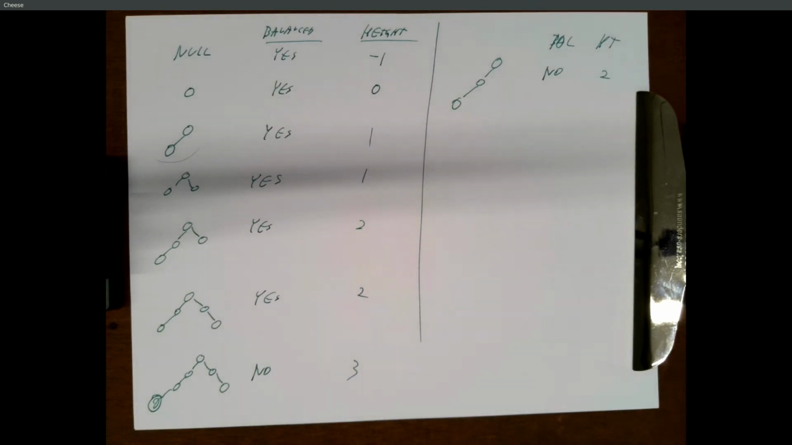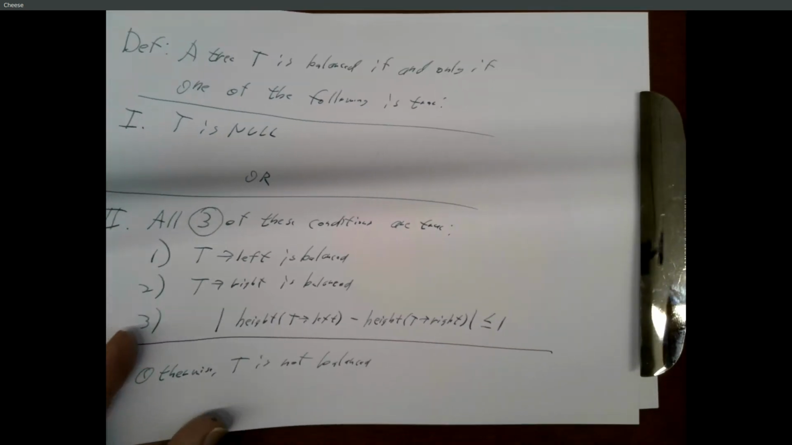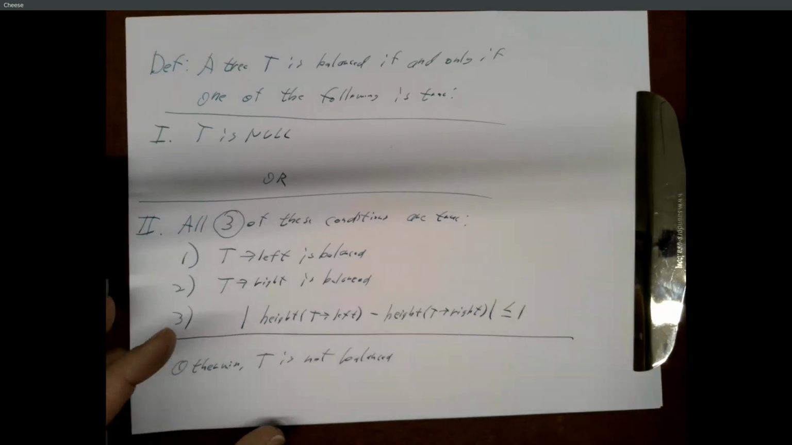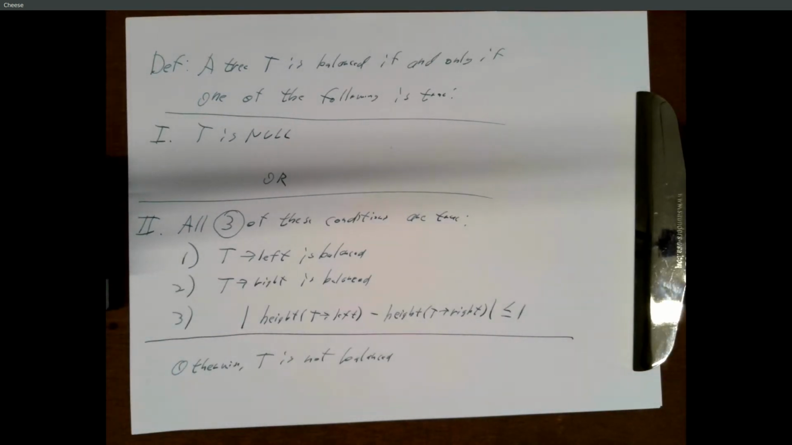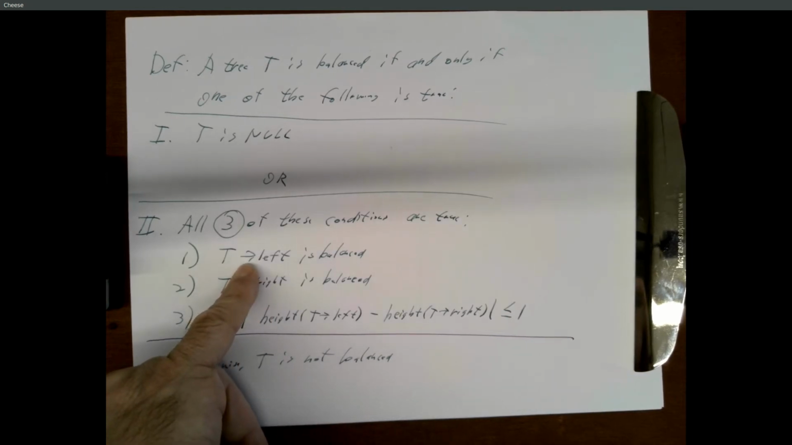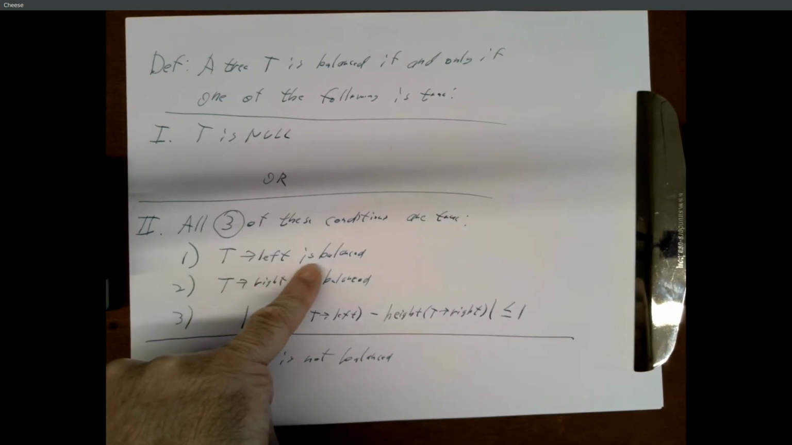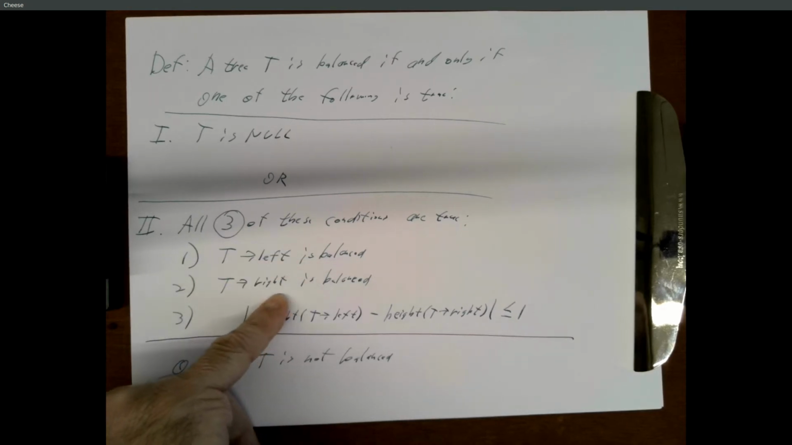So intuition doesn't always work for this, but we don't need any intuition at all to code this up. To code a balance function, we do the following. If the argument is null, return true. It's balanced. Otherwise, call the balance function on t left. If it's not balanced, return false. We're done. If it is balanced, call the balance function on t right. If it returns false, return false. We're done. It's not balanced.